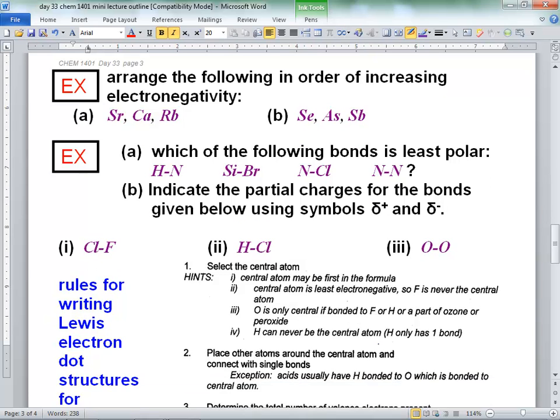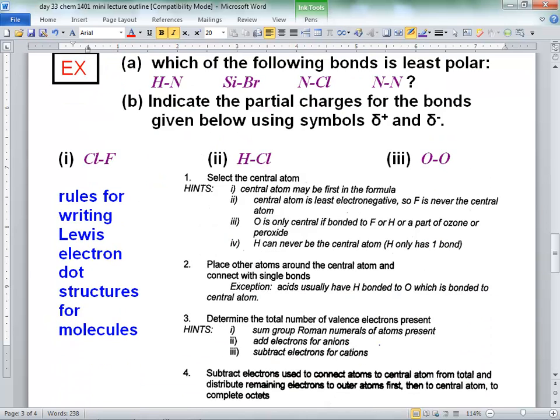Okay, let's skip this first one. We've done that so many times. Let's jump down to this one. Which of the following bonds is least polar? Kimberly, what would you say? Which bond is the least polar?